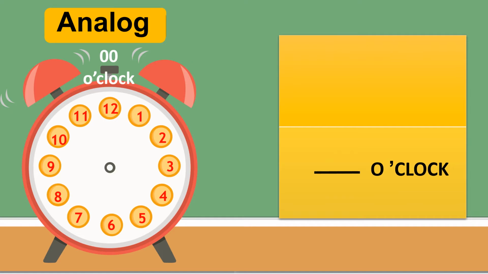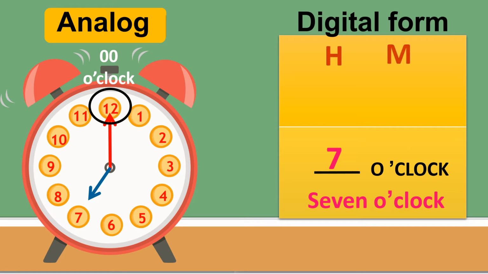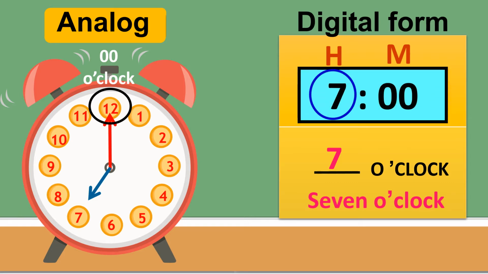Let's see that example. In analog form here, the short hand points to 7. So it means 7. The long hand points to 12. It means o'clock. So it's 7 o'clock. In digital form, we have hours and minutes. In hours, the short hand points to 7. In minutes, the long hand points to 12. It means 0, 0. So in digital form, I can say 7, 0, 0.